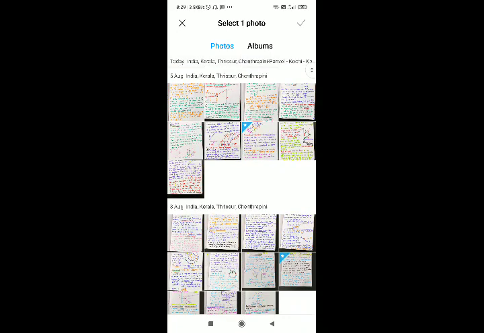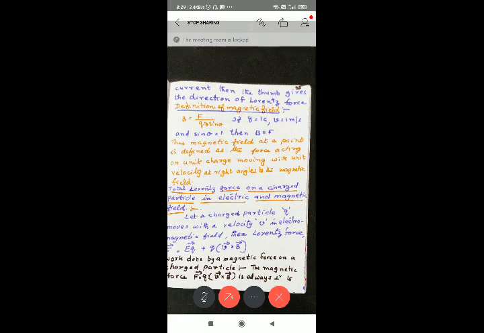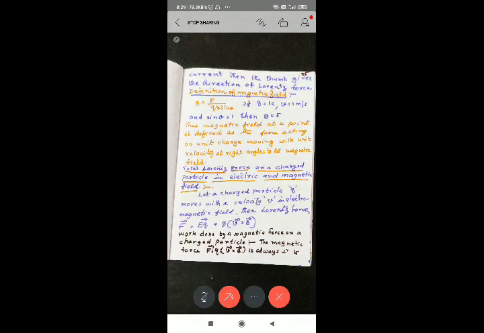Fleming's left hand. Definition of magnetic field. Definition of magnetic field is B equal to F by QV sin theta. And we are going to define the magnetic field when Q equal to 1, V equal to 1 meter per second, sin theta is equal to 1. That means theta equal to 90. Then what is B? B will be F.